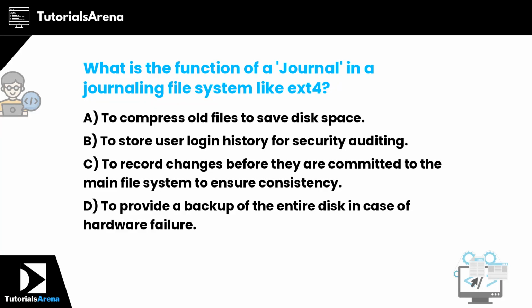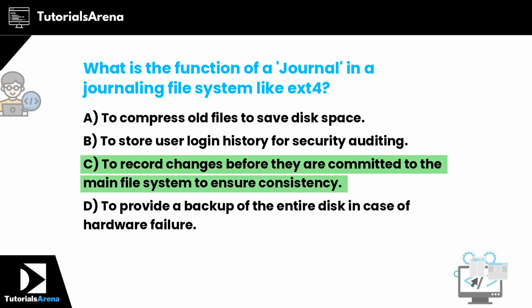What is the function of a journal in a journaling file system like Ext4? The correct answer is option C. To record changes before they are committed to the main file system to ensure consistency.